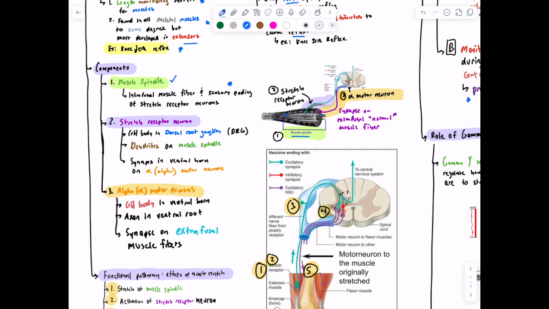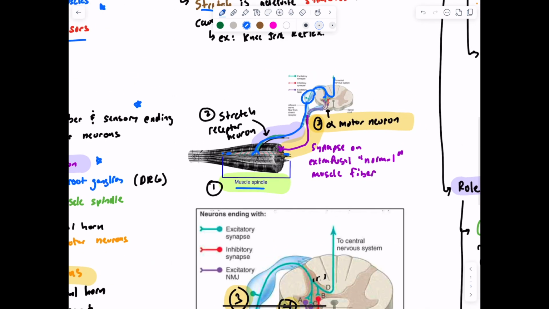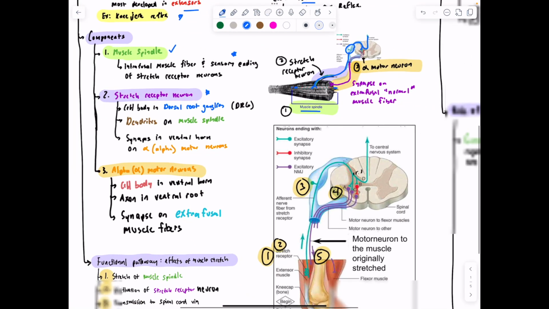which brings us to our second component, which is the stretch receptor neuron, the sensory neuron for the stretch reflex. Its body is in this dorsal root ganglion, so it has dendrites coming out, and it's on the muscle spindle to get stretch information, and then it is going to send its axon in through the dorsal root and into the ventral horn to synapse, but then it'll also send to the central nervous system to send that information up. But we just care about it synapsing on the ventral horn in terms of our reflex pathway. We'll talk more about that in a second. We're just going over the different components right now.